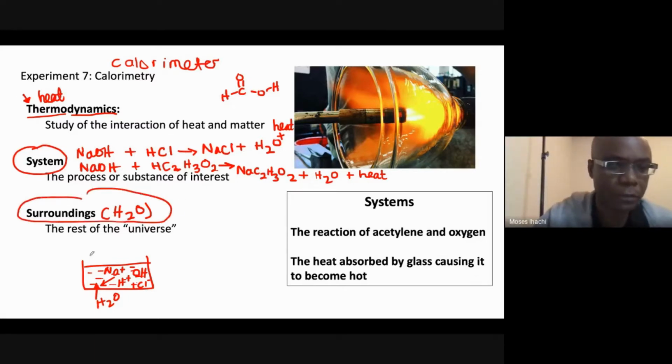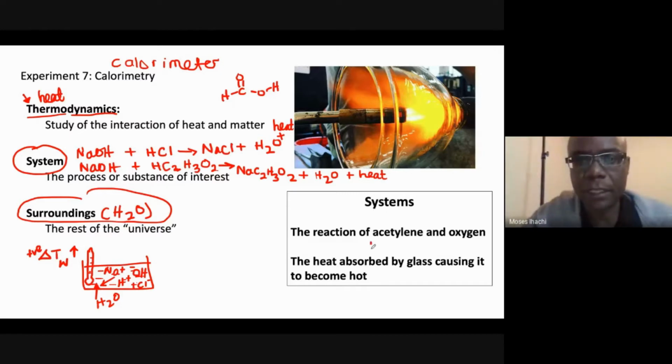That's why when you put a thermometer in the water, to give you a sneak peek of what's coming in the notes, during and after the reaction, the thermometer temperature is going to go up. So change in T will be positive for the water, but the change in T will be negative for the system. We'll talk about that shortly.